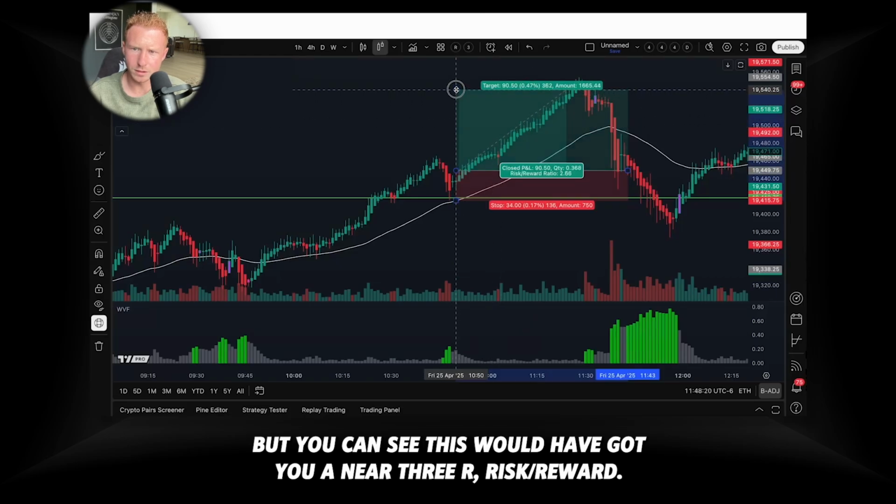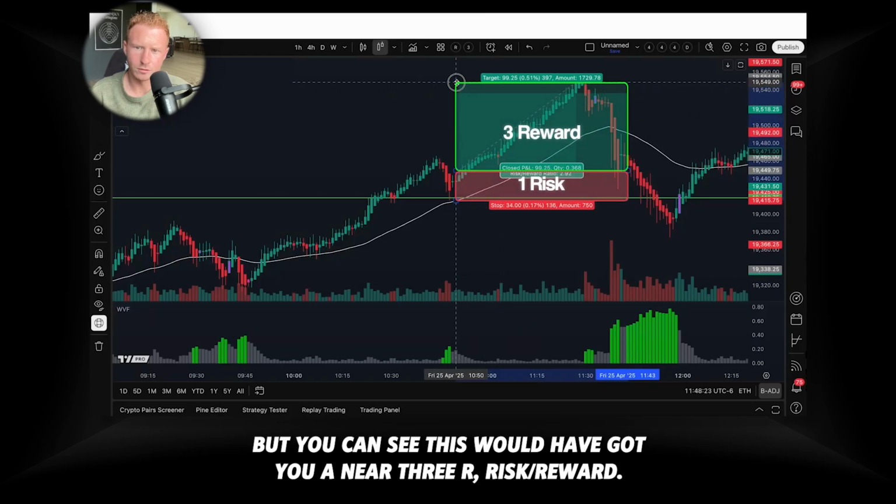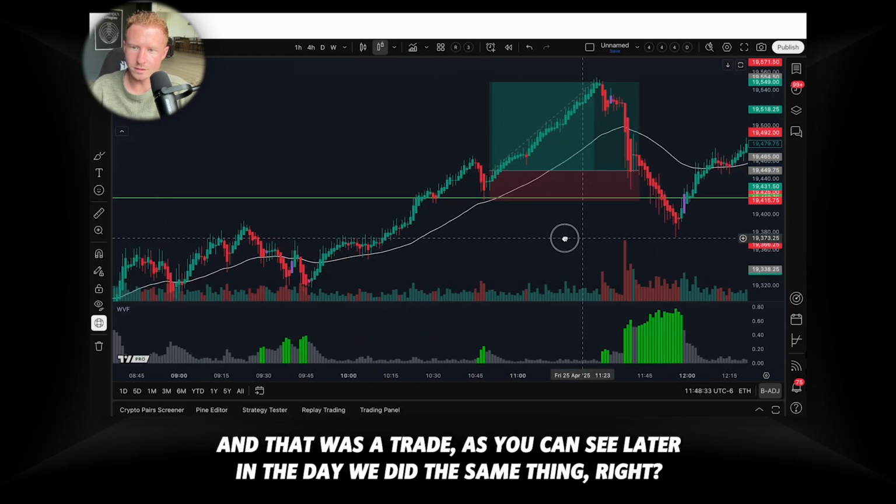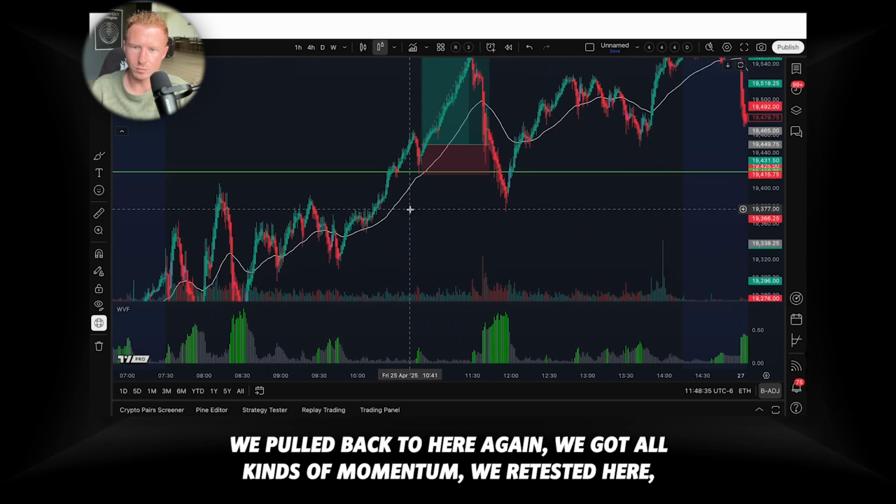But you can see this would have got you a near 3R risk reward. And that was a trade. As you can see later in the day, we did the same thing, right? We pulled back to here again. We got all kinds of momentum.